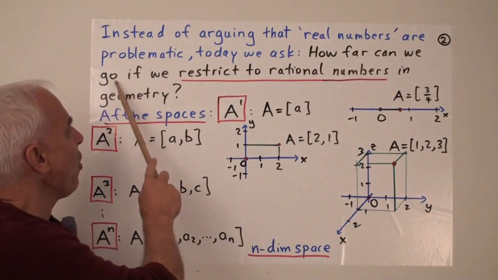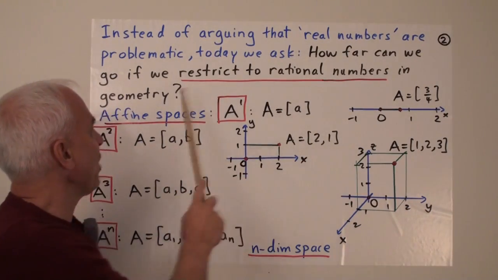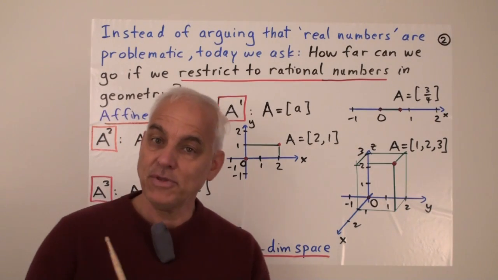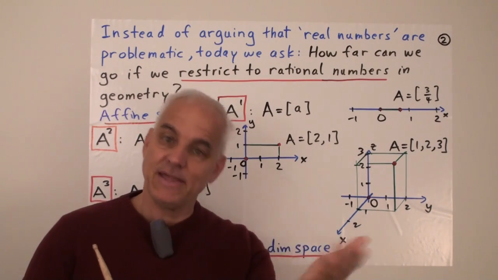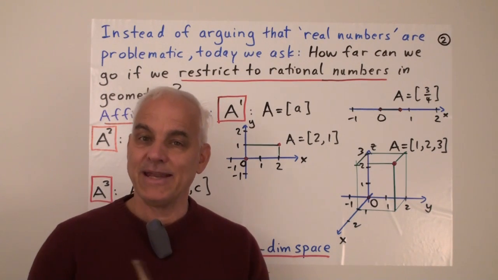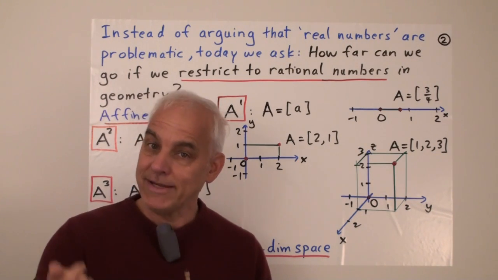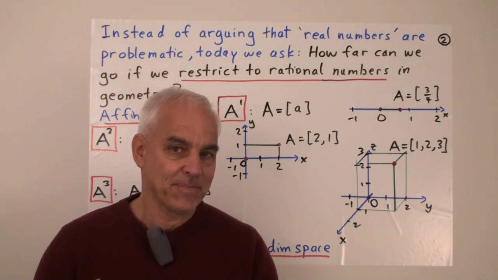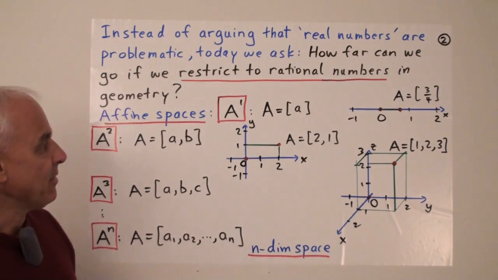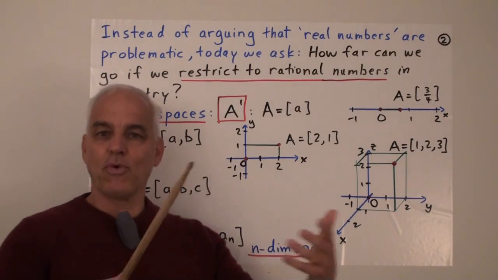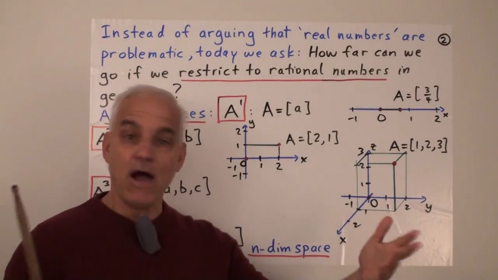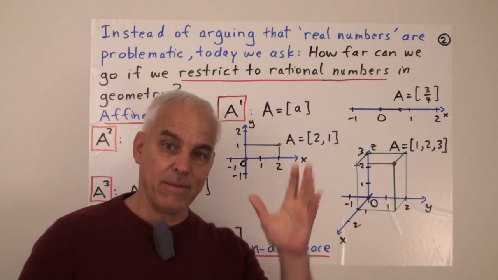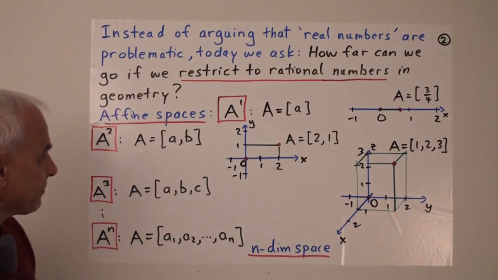How far can we go if we restrict to rational numbers in geometry? The reason we might want to do this is because if we make things work for rational numbers, then we can extend our understanding more easily to other fields, in particular to finite fields. All right, so this is the orientation we're going to have. We're going to just work over the rational numbers and sort of ask, well, how far can we go? What can we do in the way of measuring in three-dimensional rational space?